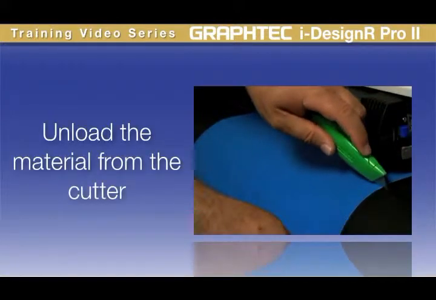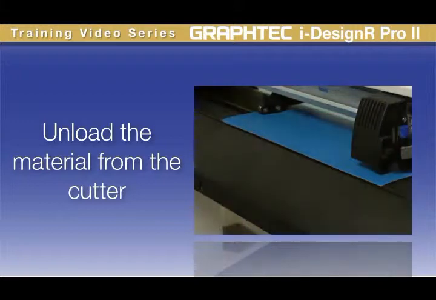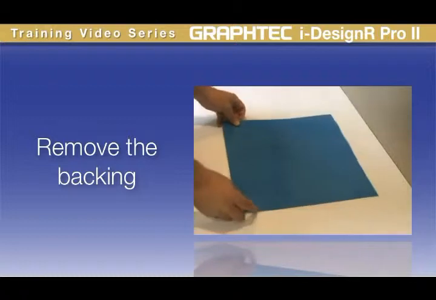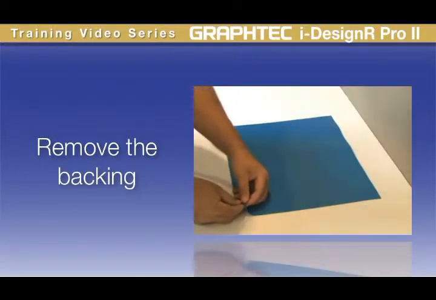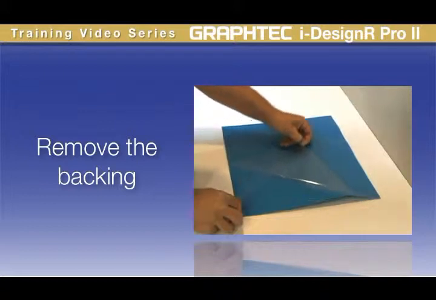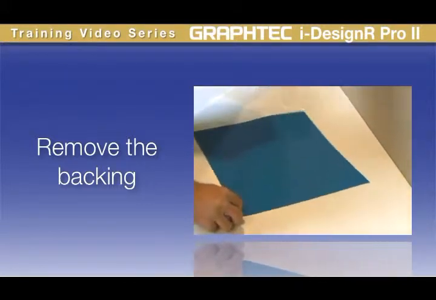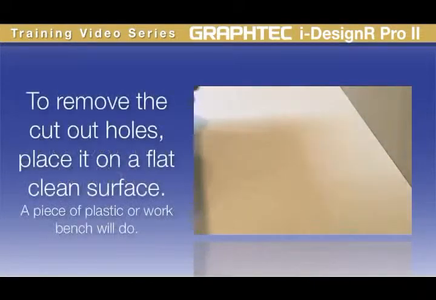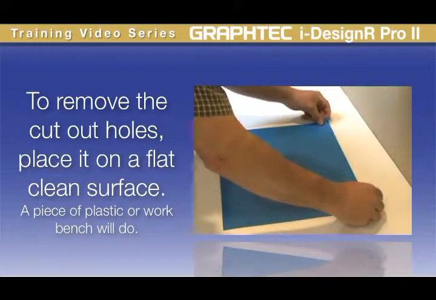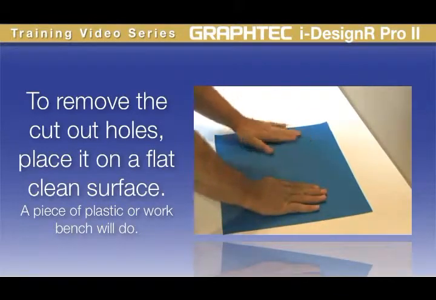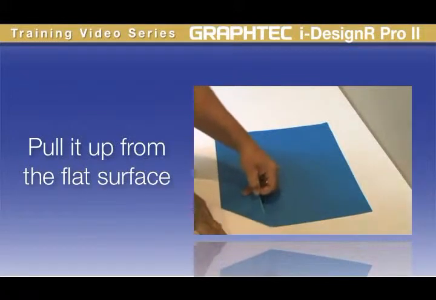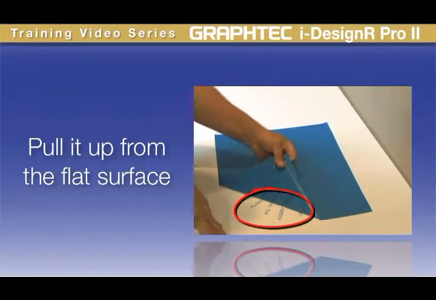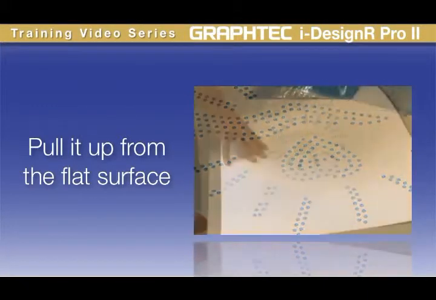After it has completed cutting, unload the rhinestone template material. Next, peel the back off the template material. Depending on the material you have, this may remove most of the circles. But generally, the most effective way of removing the circles from the stencil material is to take the material, place it on a flat piece of plastic or even a workbench top, and then pull it up. This will cause the majority of the cut holes to separate from the rhinestone stencil sheet.